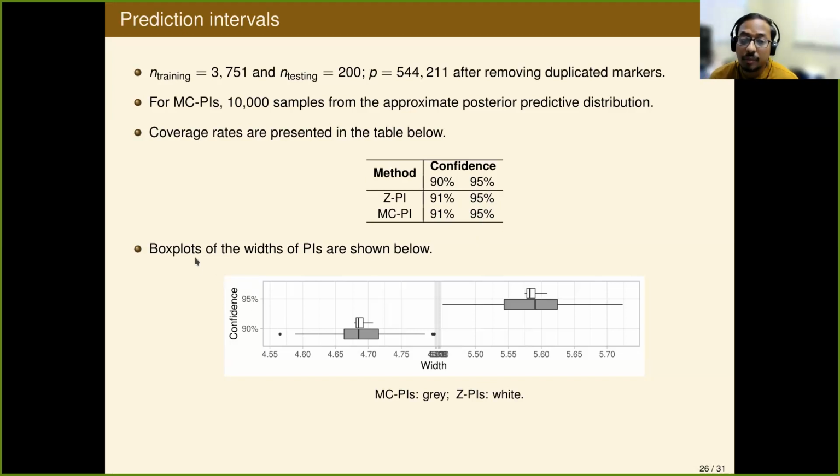But when we look at the box plots of the widths of these prediction intervals, we see that the widths are more stable from the Z prediction intervals than the prediction intervals from the Monte Carlo methods, which simulate from the posterior distribution.